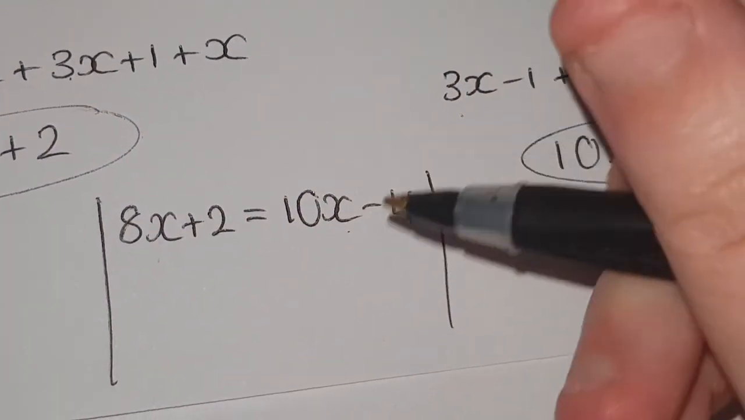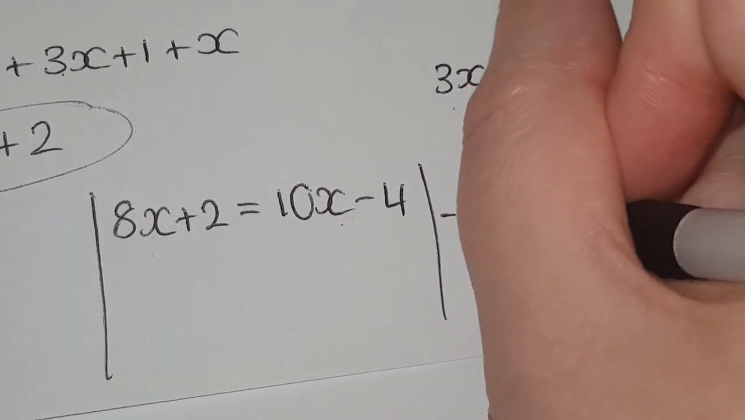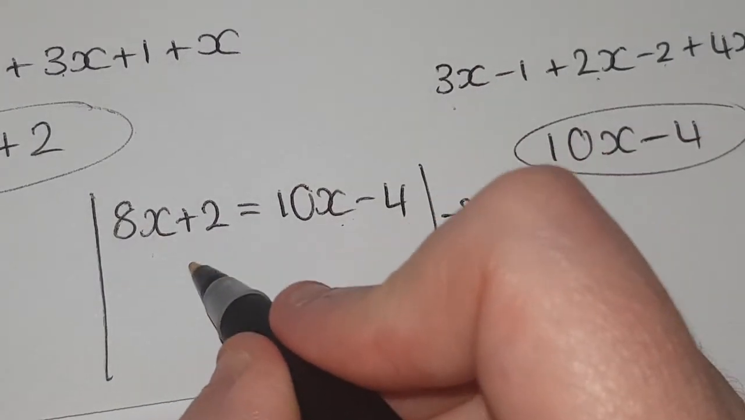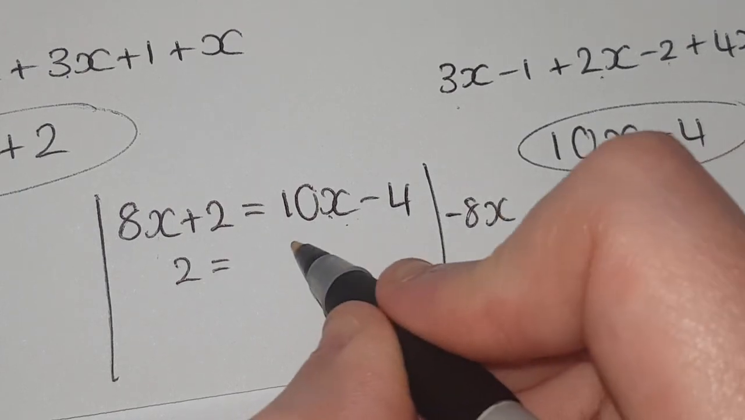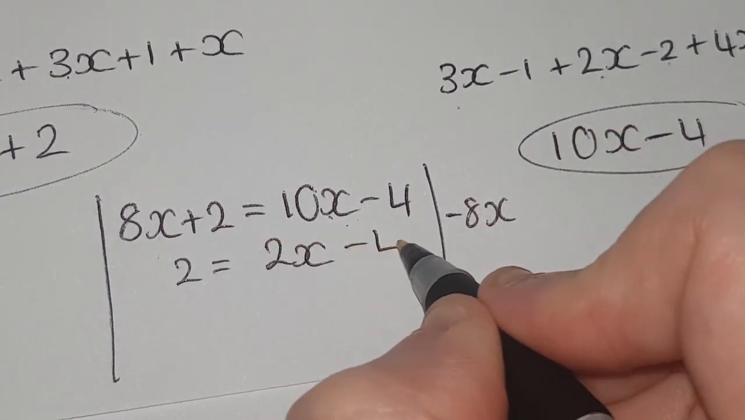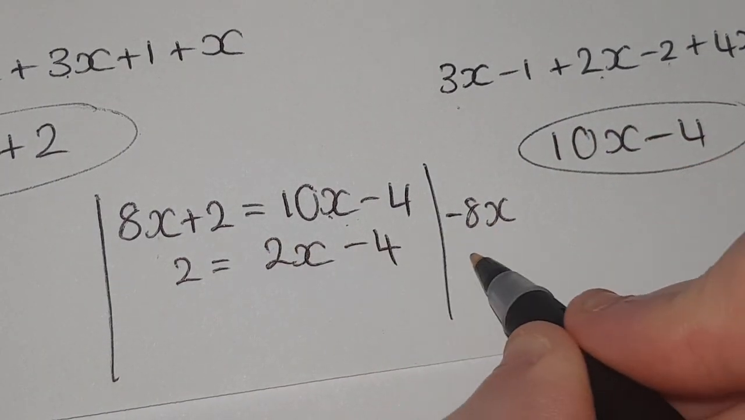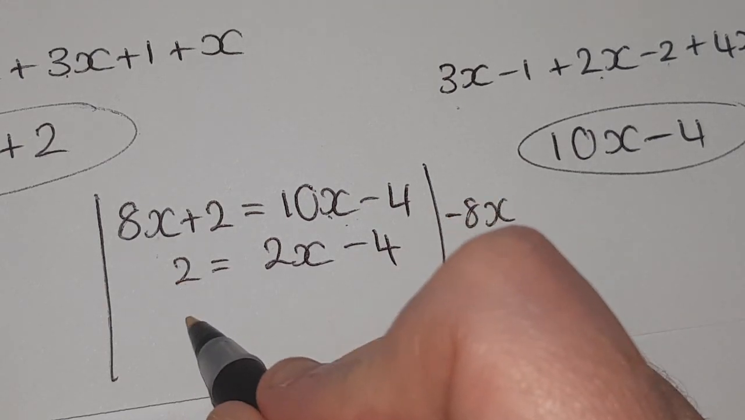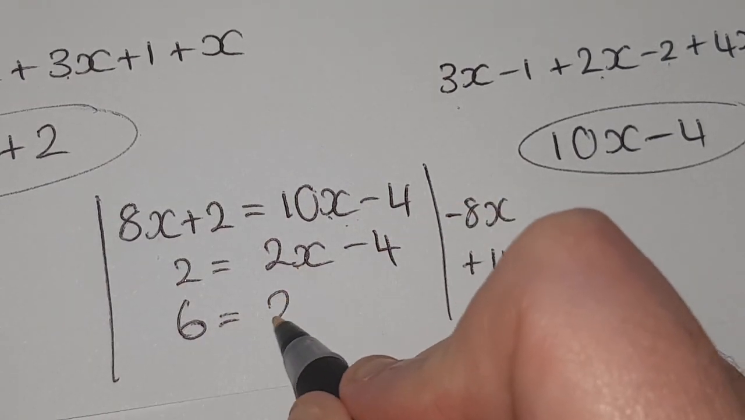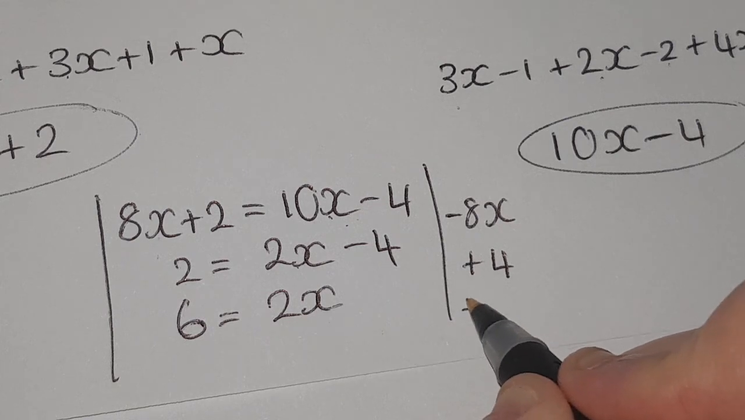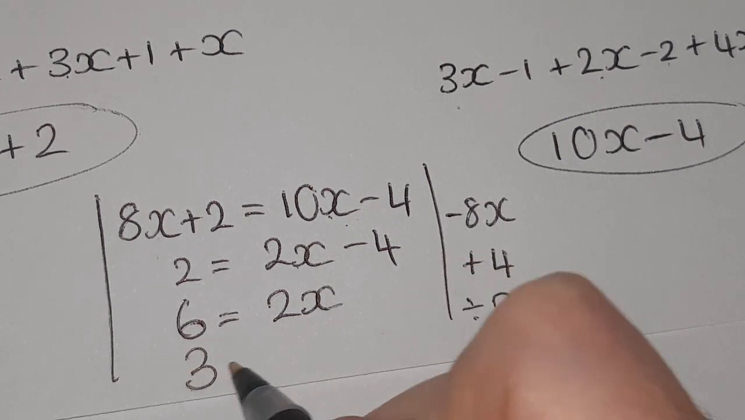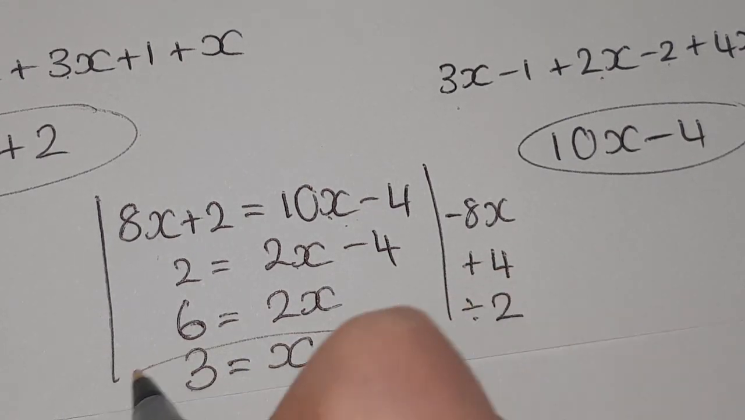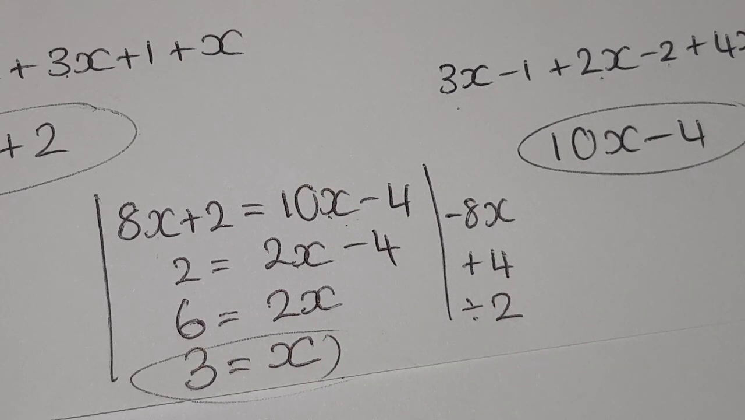Okay, so smallest amount of x goes first, so I'm going to subtract 8x. That leaves 2 on this side. 10x subtract 8x is 2x, and I've still got the minus 4. To get rid of the minus 4, we're going to add 4. So 2 add 4 gives me 6, and I've just got the 2x left. To get rid of the 2, we're going to divide by 2. 6 divided by 2 is 3, and I've just got the x left. So x must equal 3.